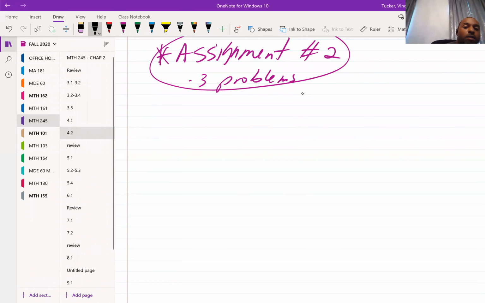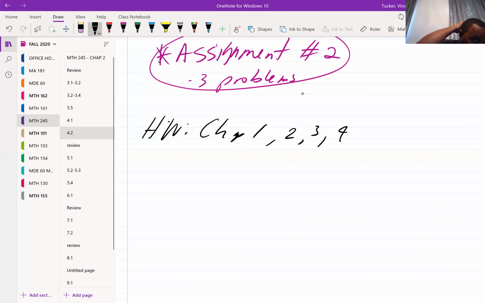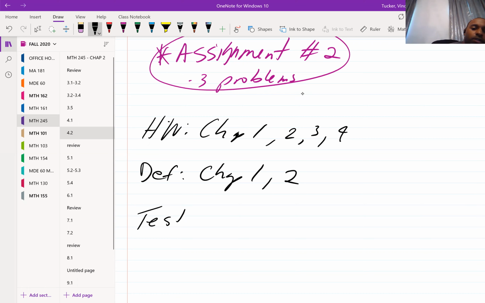So we're talking about the chapter 5, chapter 6 tests. What you have to knock out right now in my math lab, well, let me do it like this. We talk about homework: chapter 1, 2, 3, and 4. Don't forget definitions if you haven't gotten those to me from chapter 1 and 2. And then you have 2 tests, test 1 and test 2.